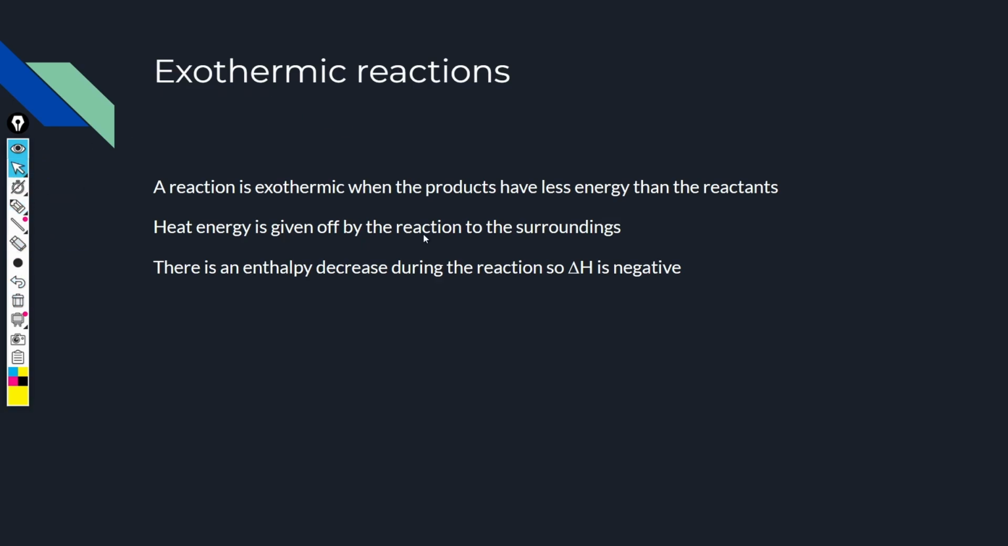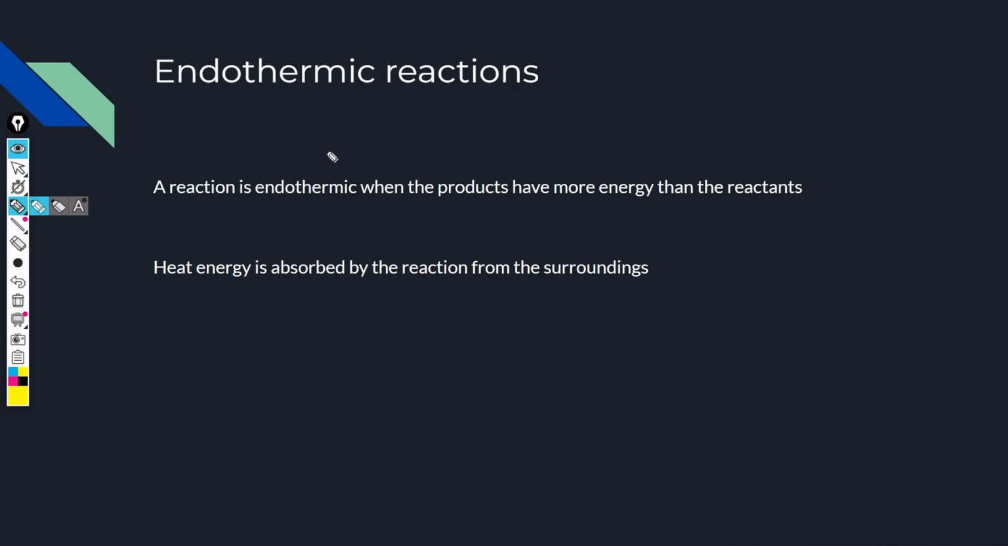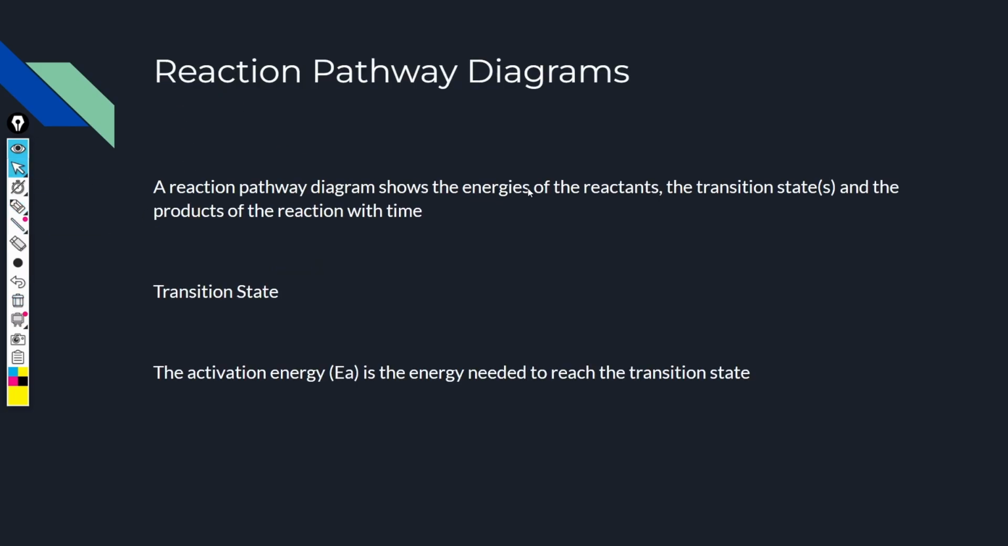Now, let's just look at endothermic reactions. So these are the opposite of exothermic. This is when the products have more energy than the reactants. So that means energy is being taken in from the surroundings. Heat is being taken in from the surroundings. And this will cause a positive delta H enthalpy change, as that's obvious.